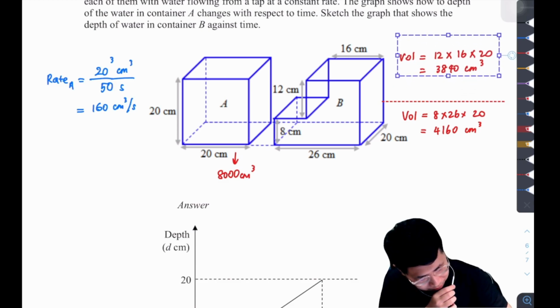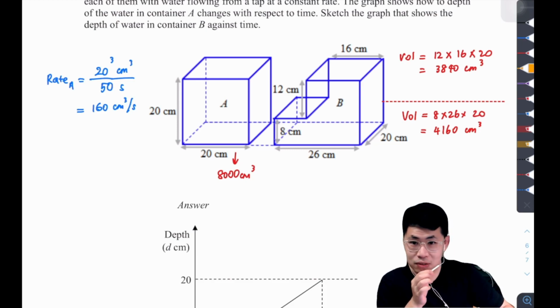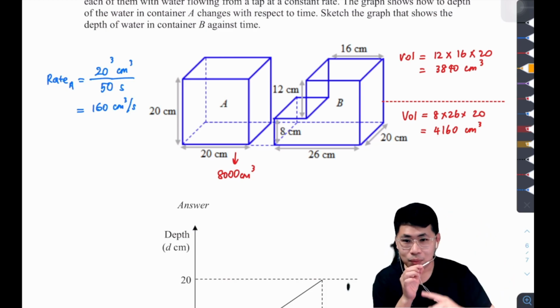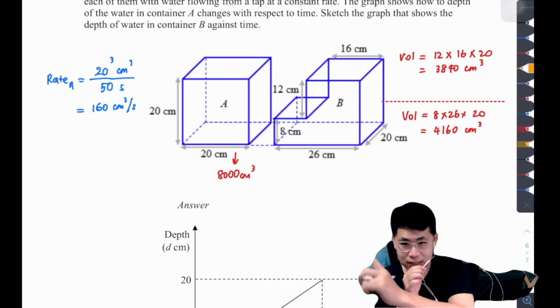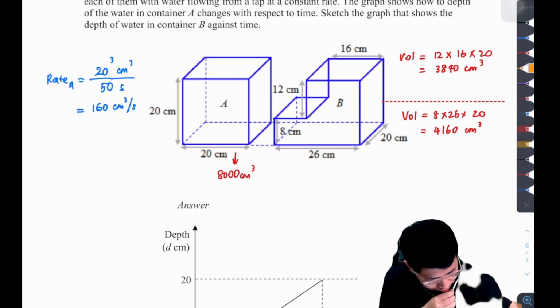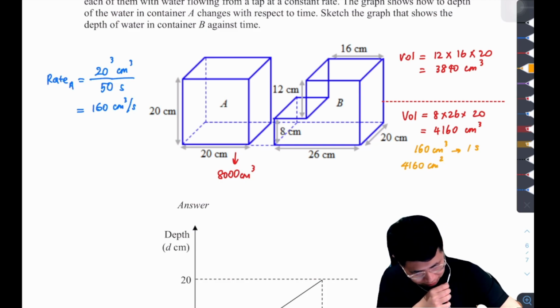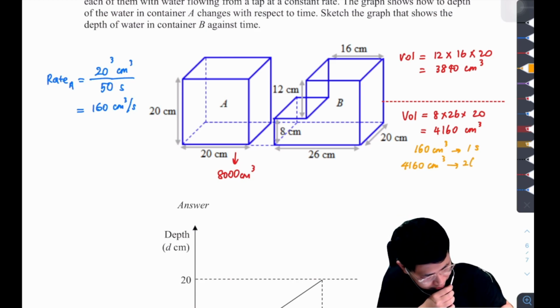Okay, let us take a look at some adjustments for the timing. Let's see how long it takes to fill the bottom. On the left, every second is going to fill 160 cm cube. So 160 cm cube for every 1 second. This means 4160 is going to take how long? By some calculation, you will see that it's going to take 26 seconds below.